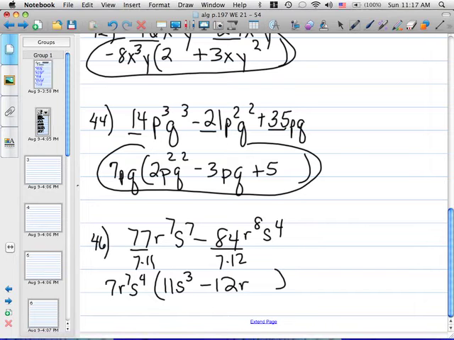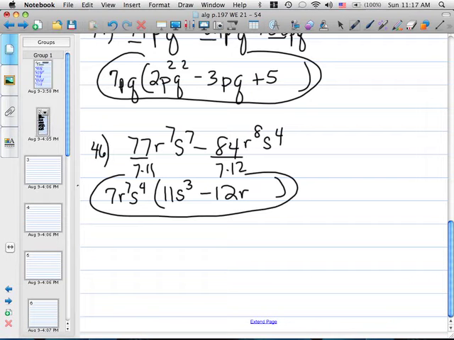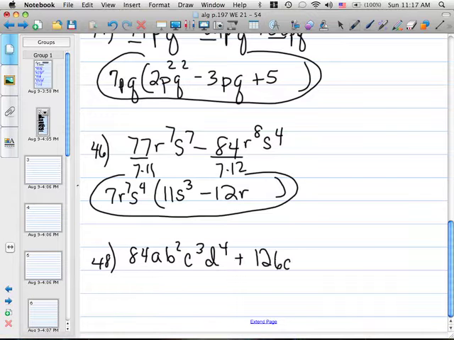So to get back to 14, we need a 2. To get back to p cubed, we need p squared. Q cubed, we need q squared. To get back to negative 21, we need negative 3. And p, to get back to p squared, and a q. And to get back to positive 35pq, we need a positive 5. We have the p and the q.